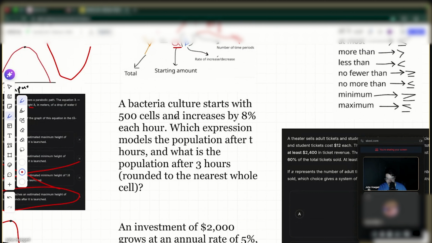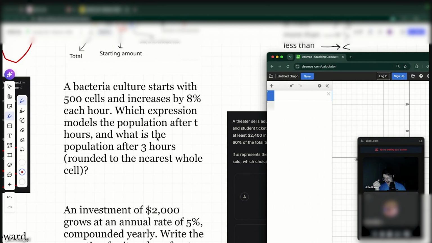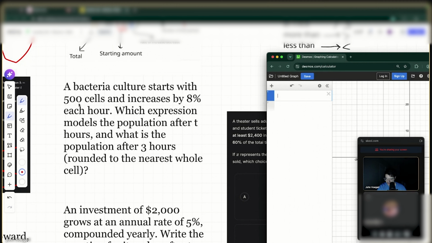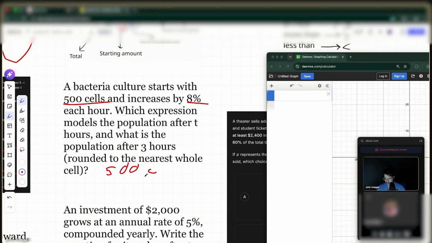A bacterial culture starts with 500 cells, increased by 8% each hour. Which expression models the population after t hours, and what is the population after 3 hours? For the goal here, it is asking us to give the equation and also the population after 3 hours have passed. For information here, 500 cells and then increased by 8%. So I can write that down: 500 cells to begin with, and then 8% going up.